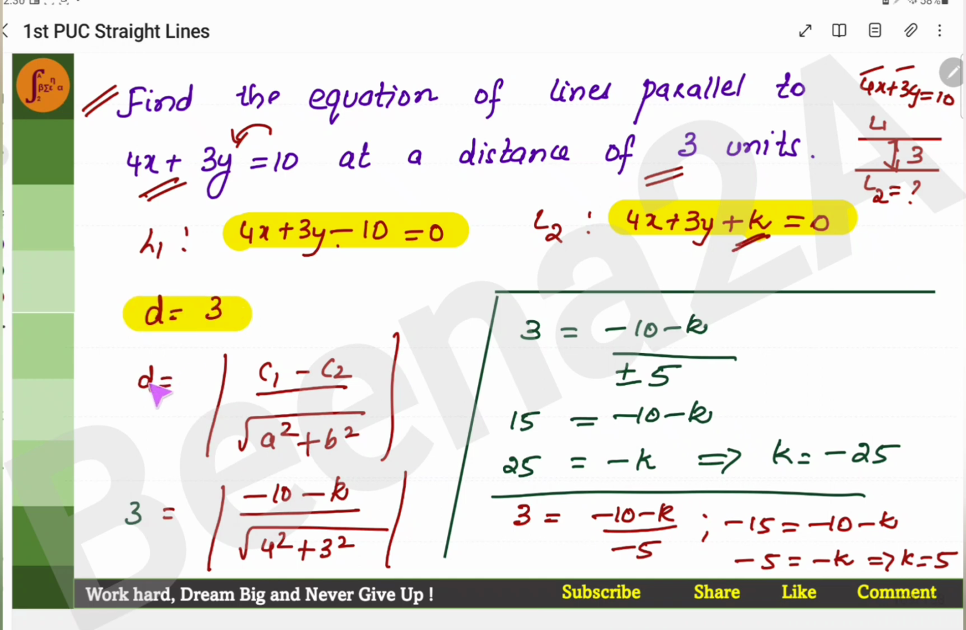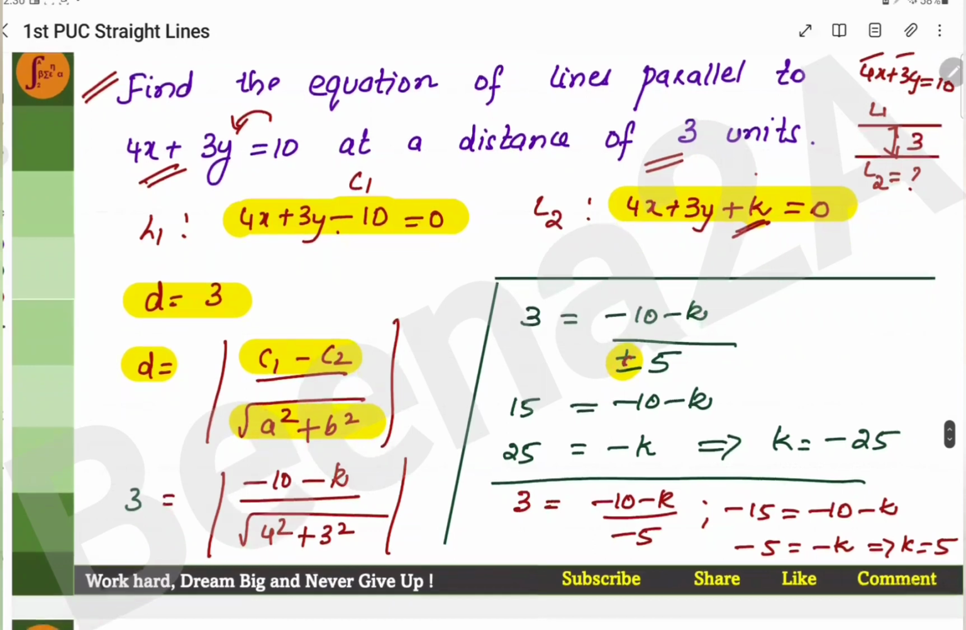So distance is given. What is the distance formula for parallel lines? C1 minus C2 by root of a square plus b square. Now C1 is minus 10. This is C1, minus 10. And C2 is plus k, right? C2 is k. Here you have minus sign. So minus 10 minus k. Now again, when you take square root, it's going to be plus or minus. It's always going to be plus or minus when you take square root.